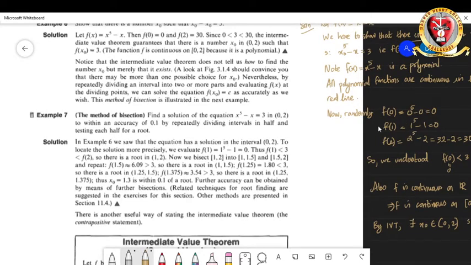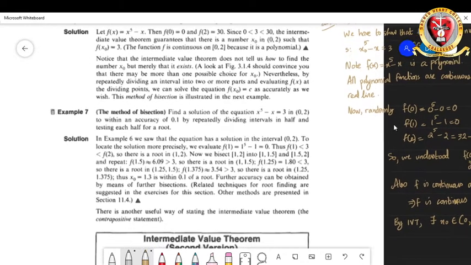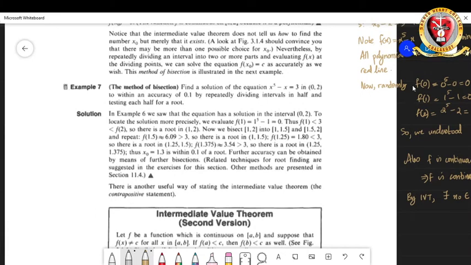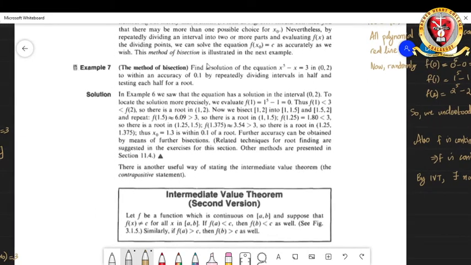To see example 7, which uses the method of bisection, and we need calculators for this, we have to find a solution for the same equation x raised to 5 minus x is equal to 3 in the open interval (0, 2) with an accuracy of 0.1 by dividing the intervals repeatedly into half.